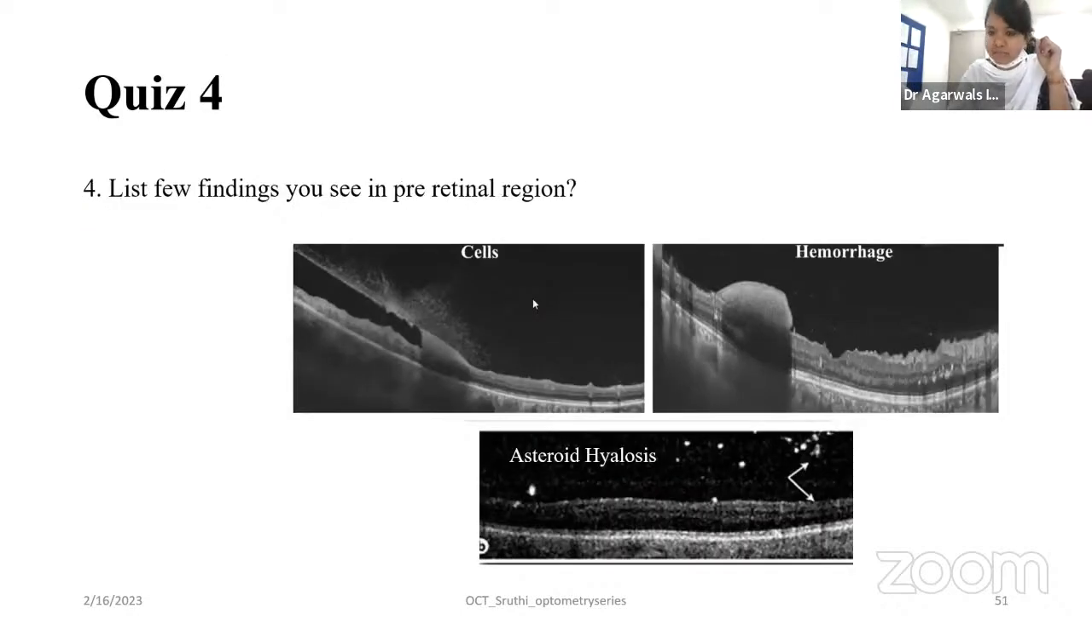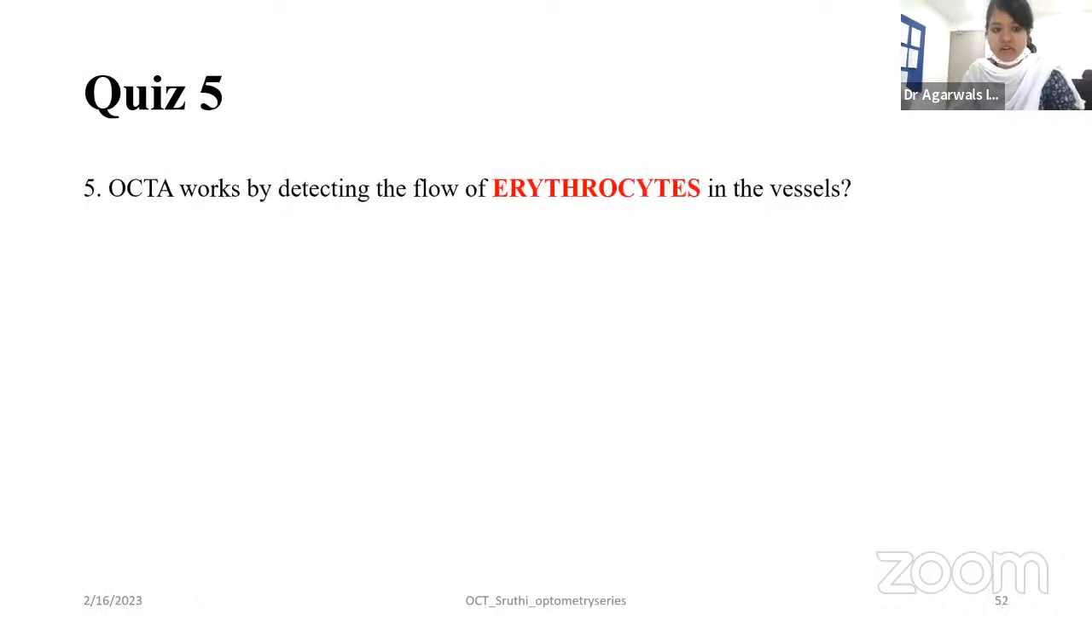Then a few findings in pre-retinal regions, as Sruthi taught us, are the vitreous cells, vitreous hemorrhages, and asteroid hyalosis. These can be the few findings that you see in the pre-retinal region, that is in the vitreous cavity. The last question: OCTA works by detecting dash in the blood vessels, that is the erythrocytes. Thank you, Gomati. We can move on to the questions now.